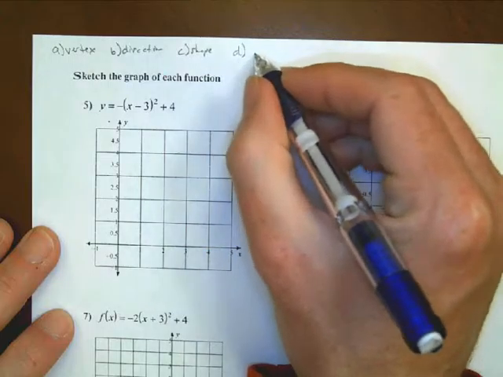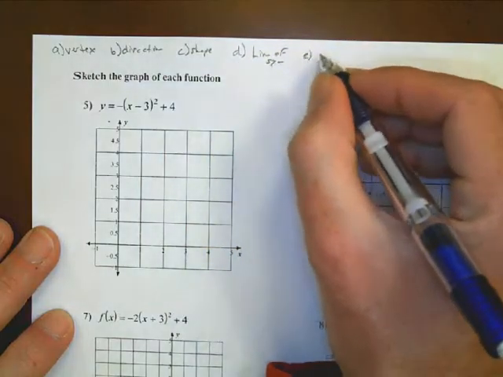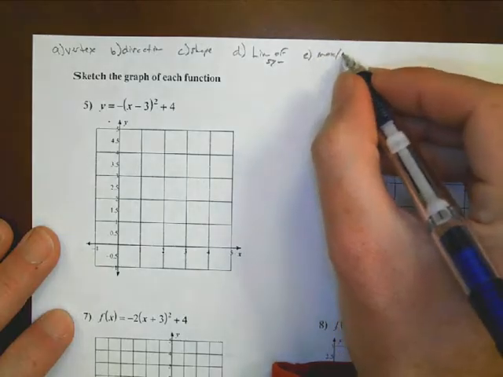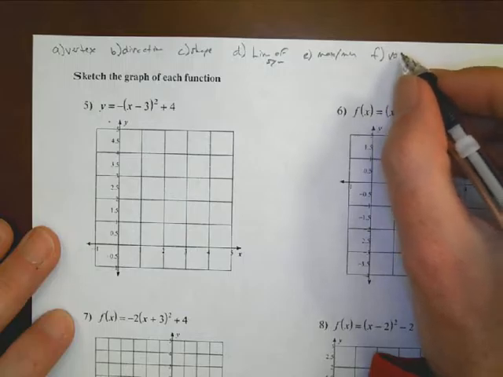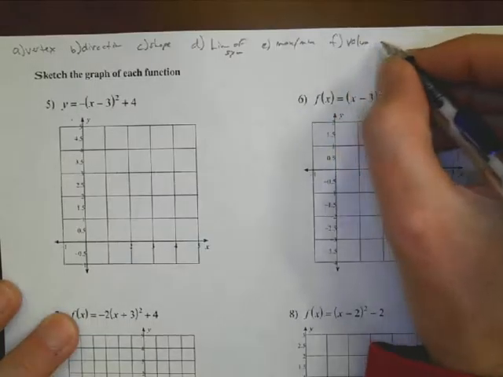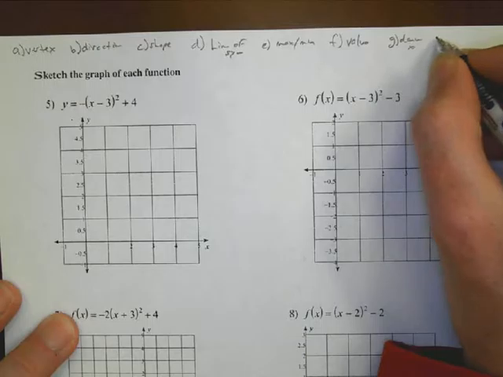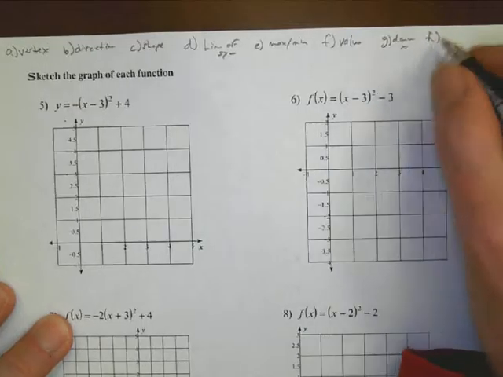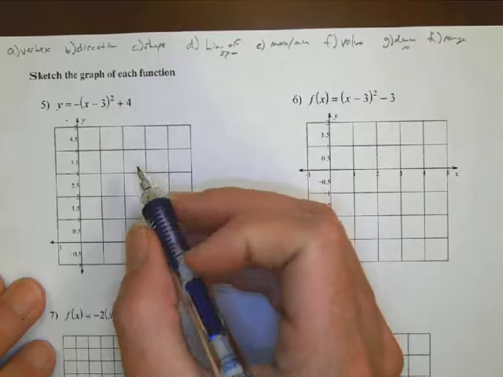D, he's asking about the line of symmetry. E, he wants to know the relative maximum or minimum. F, he's wanting to know the value again of at what point it is going to be, just like this one here, the value of the function. And then he had G, the domain, which is x value, and H, the range. Those are all things he's looking at there. So when we look at number 5, let's take a look at that one here.